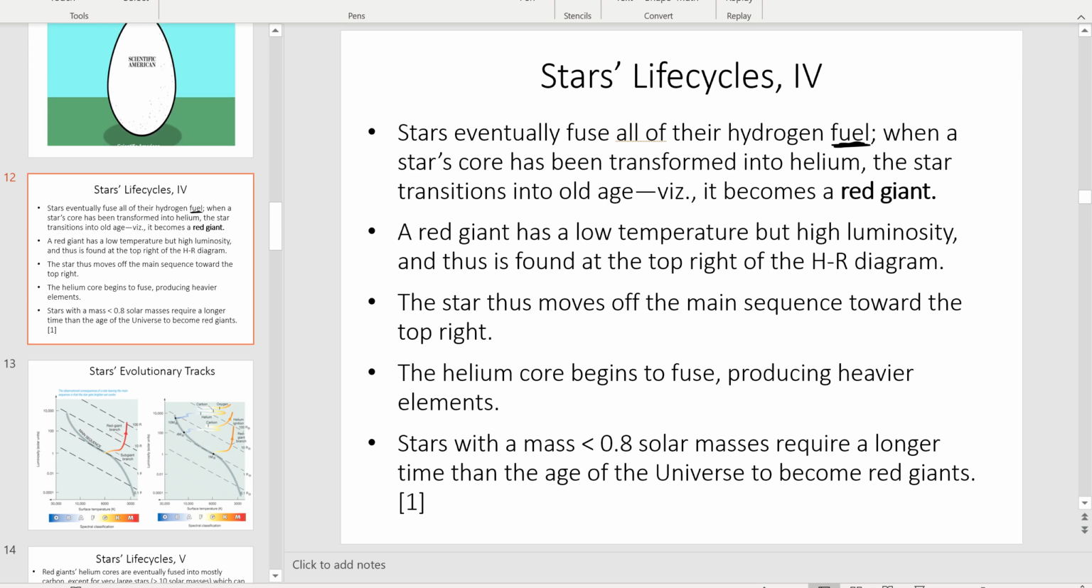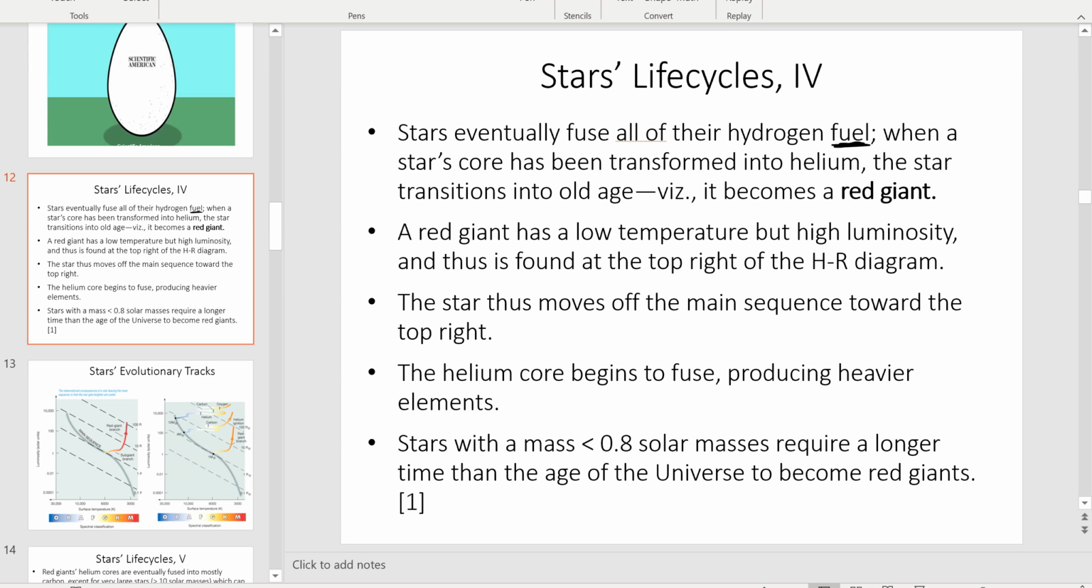So anyway, stars that are very large and very massive end up fusing hydrogen at tremendously high rates compared to small stars. And they fuse hydrogen so rapidly that they can run out of hydrogen in their cores, not in general, but just in the core of the star, even after just a matter of millions of years. When a star, whether it's big or small, runs out of hydrogen in the core, and when this hydrogen has been turned into helium, this star transitions into old age, and the star becomes a red giant.